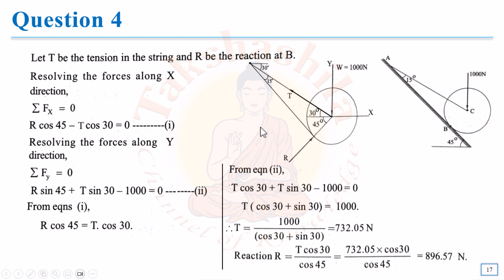So this is how you will solve this problem. Basically, what we have to do is, first of all, draw the free body diagram, apply the equilibrium conditions, then solve for the required variables. So I hope you understood this problem. Thank you.